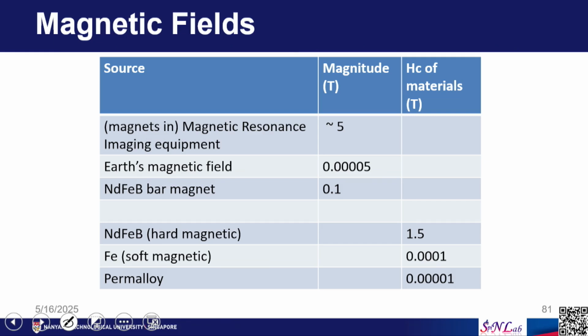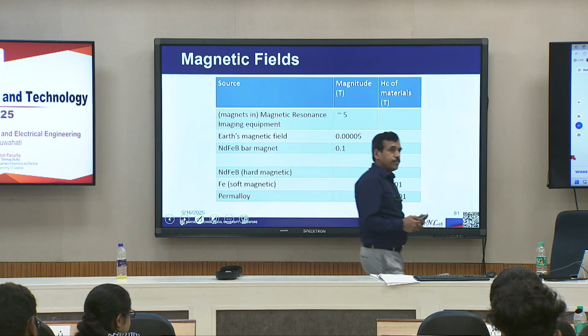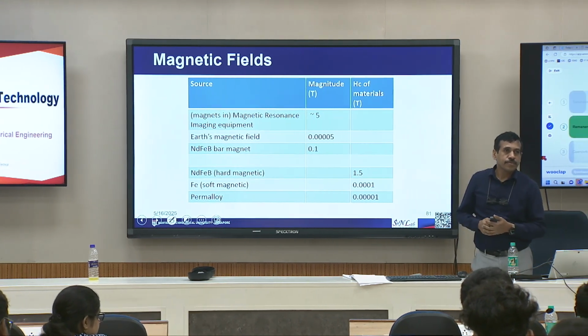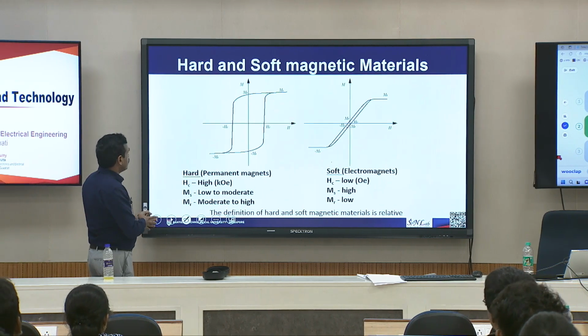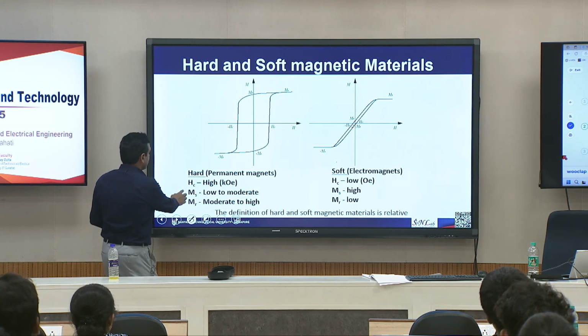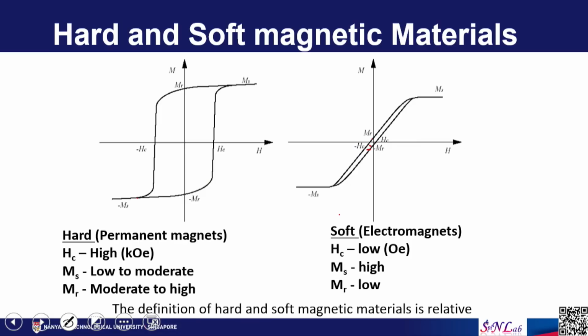Sir, in the previous slide for the hard magnetic material, the MS value is between low to moderate. What does that mean? If you compare the MS value of many hard magnetic materials with soft magnetic materials, you will usually find that soft magnetic materials have a large MS. Relatively, hard magnetic materials will have a low or moderate value.